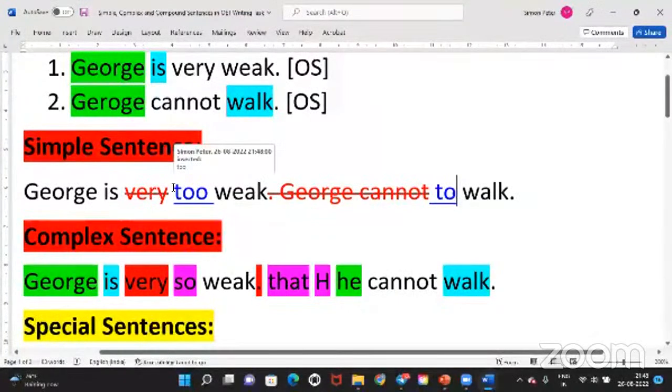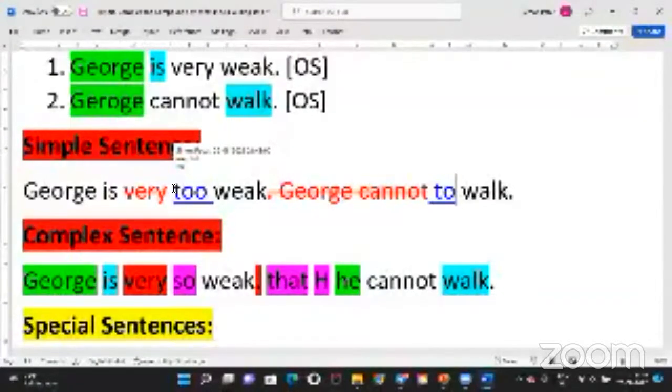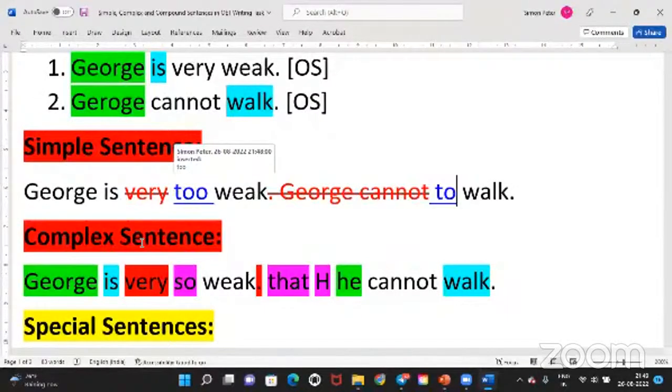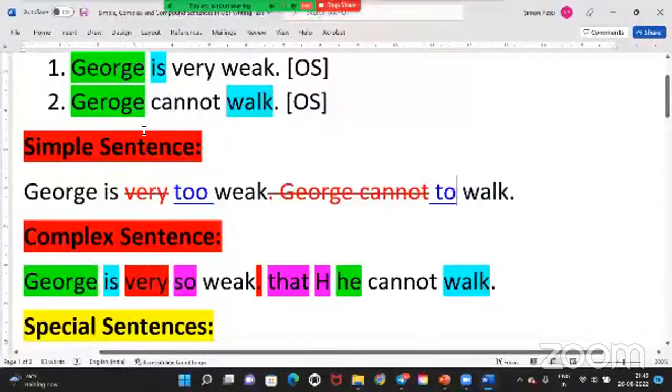Okay, George is very weak. He cannot walk. Yeah, the cause and effect here. First one is cause, second one is effect. So negative cause, negative effect. Very weak. Weak is negative. Negative cause and negative effect. Okay. So such sentences you can use this one. Then next one. So this helps the candidates. Fine. Next one. Let us see this sentence.